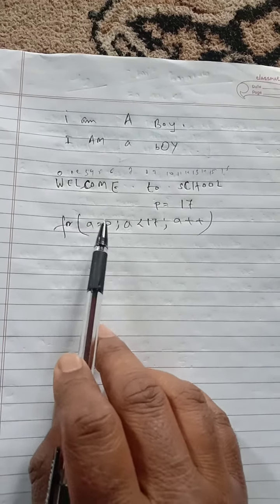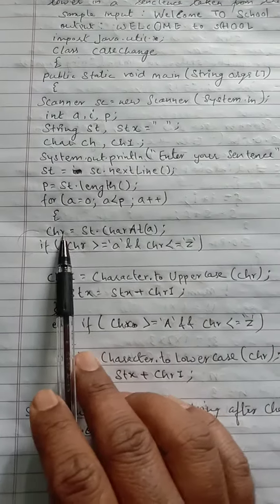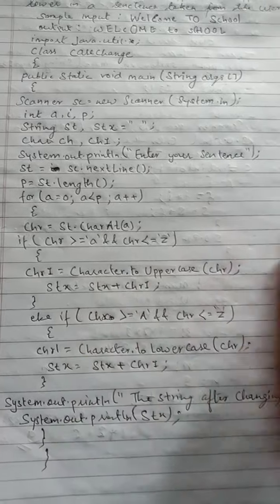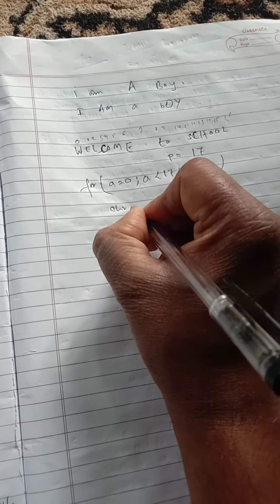Now we'll start with 0. For a equals to 0, a less than equals to 17. So we'll start with 0. What is out here? We have got a capital letter W. So it is going to check according to this one. The character at the 0 position is what? W.